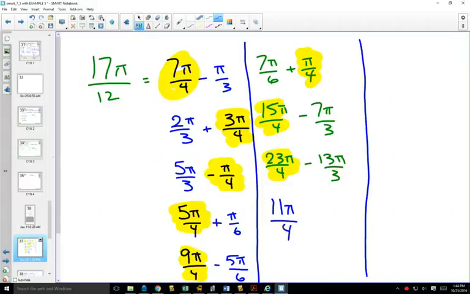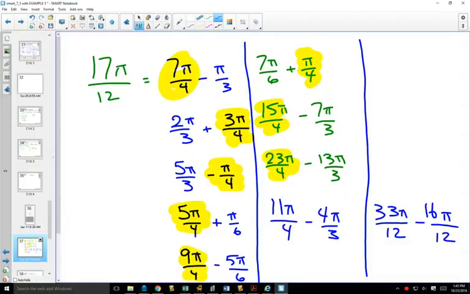If you used 11 pi over 4, what would you have to do? Well, 11 pi over 4 is equal to 33 pi over 12. What would you have to do to 33 to get 17? You'd have to subtract 16. Reduce 16 over 12 and you get 4 pi over 3, also on your pi plate.